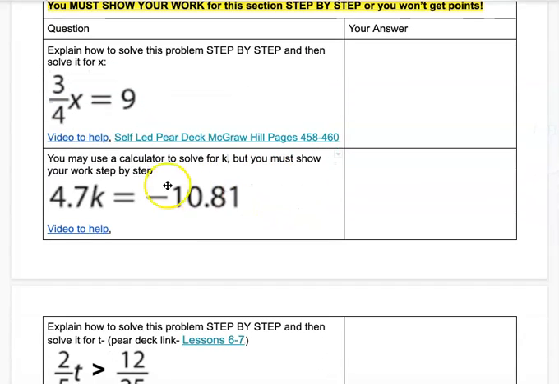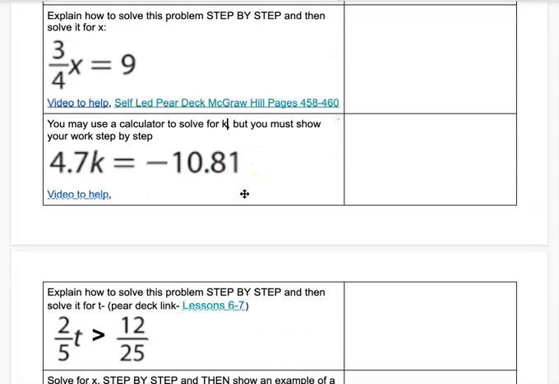Let's keep going. So for this one, you can use a calculator to solve, but you have to show your work. So it's a 1-step equation, so don't get it confused. You still want to get k by itself.